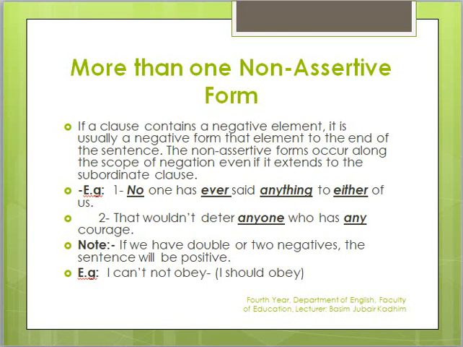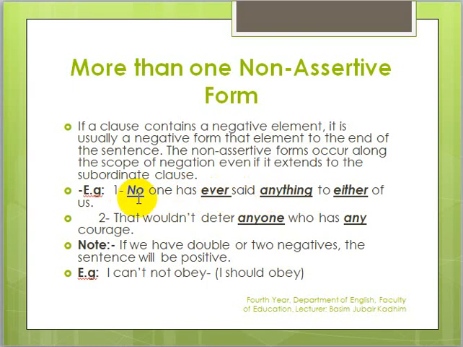So let's see this example. "No one has ever said anything to either of us." So "no" is a non-assertive form, "ever" is a non-assertive form, "anything" is a non-assertive form, "either" is a non-assertive form. So these four non-assertive forms can be accumulated or clustered in one sentence, and each one of them has its own scope of negation.